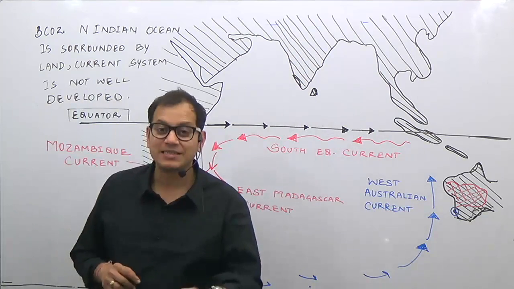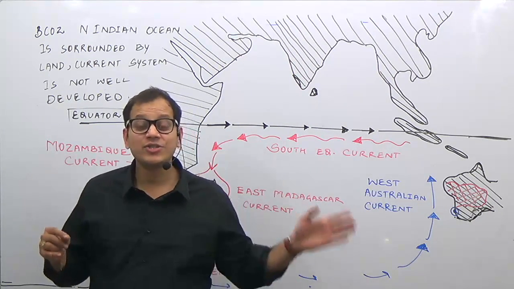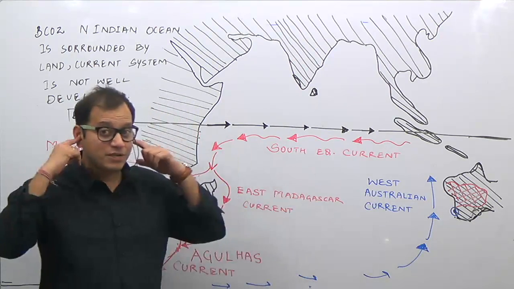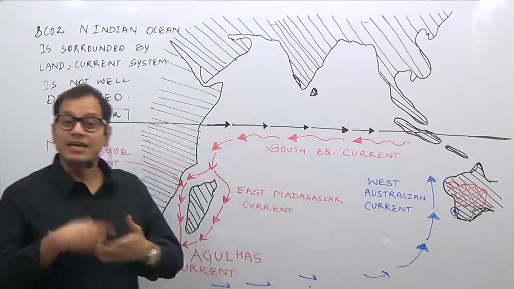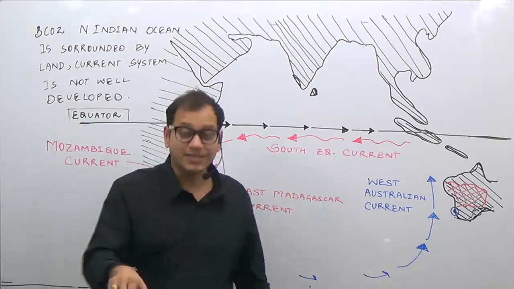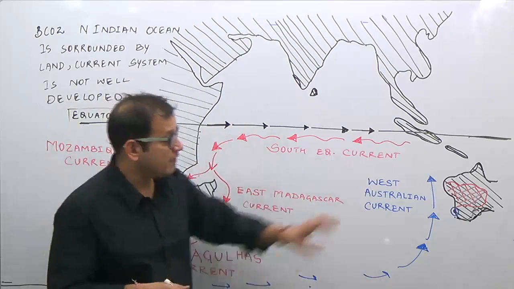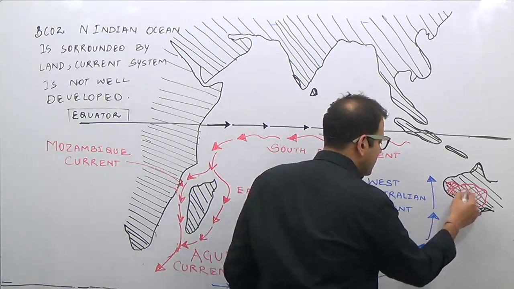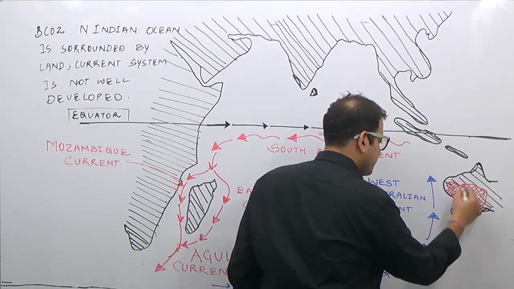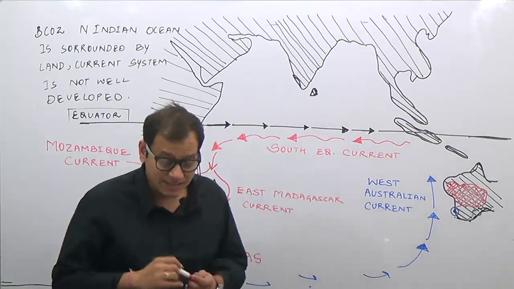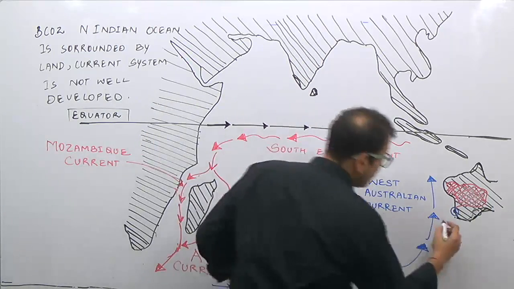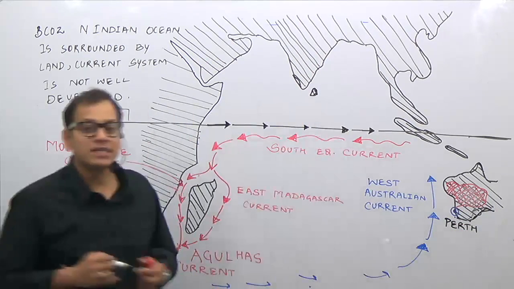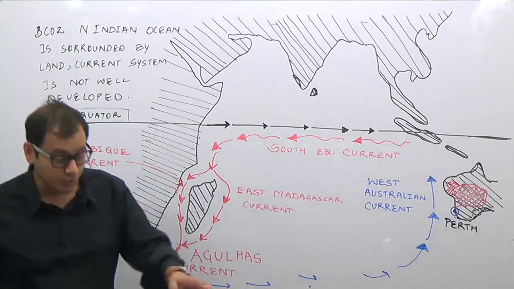In the previous lecture on the Pacific Ocean, we studied the East Australian current, which is a warm current. While remember, the West Australian current is a cold current. Any cold current supports hot deserts. So we have the Great Australian Desert in this region, and the major city located here is Perth. So these are the important currents of the Indian Ocean.